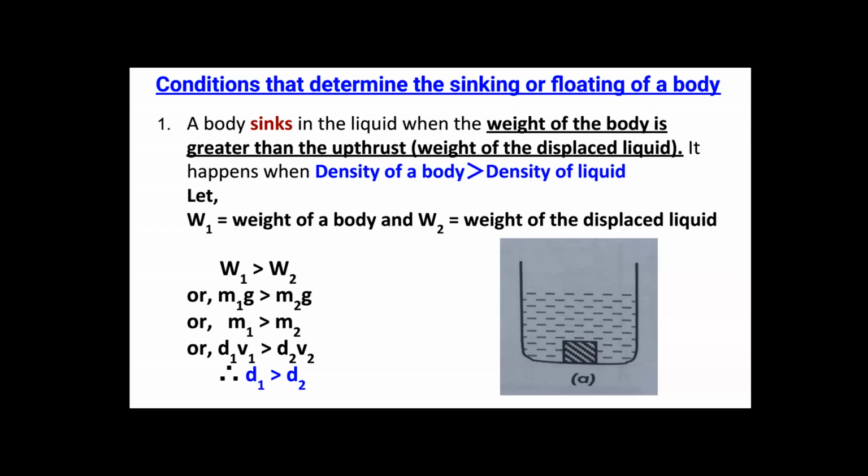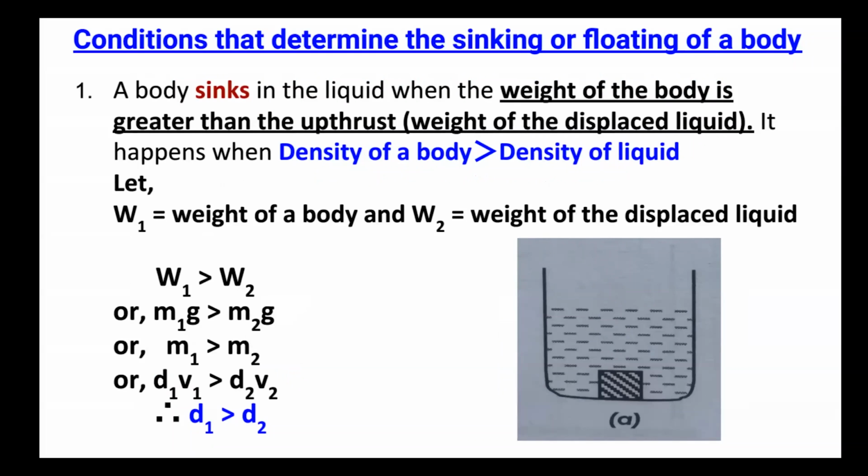Then there is another case also. What happens when the density of the liquid is equal to the density of the body? In that case also the body floats on the liquid. That means there are three conditions where we can find whether a body sinks or floats on a liquid. Let's discuss the first condition, that is sinking. A body is sinking. You can see the diagram, figure A. The body is found settled at the bottom of the vessel, meaning it is sinking.